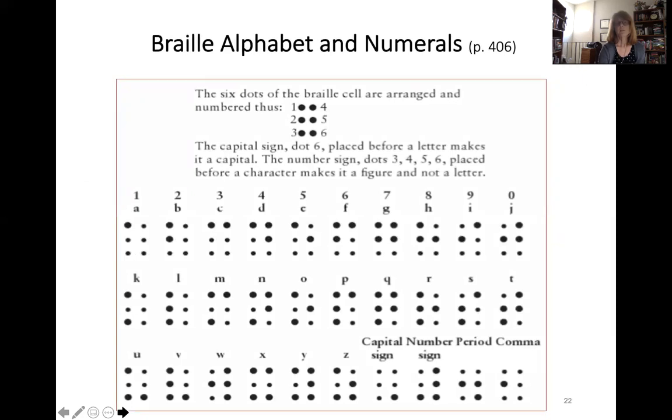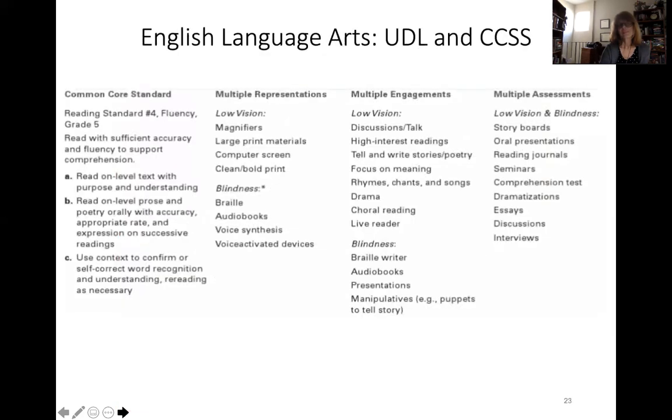If you haven't seen it before, this is what the Braille alphabet and numbers look like. We do see them in places and spaces in our everyday life. Can you name one place? So you've seen this before.